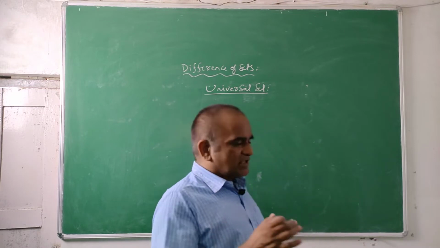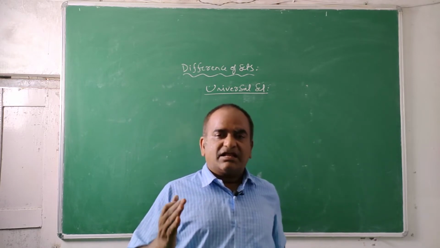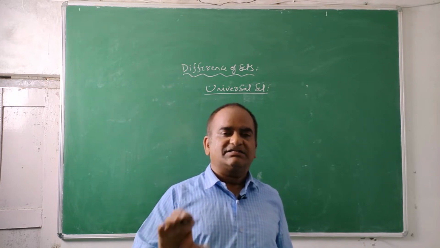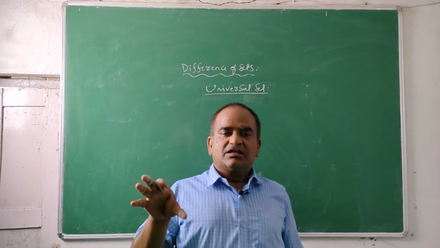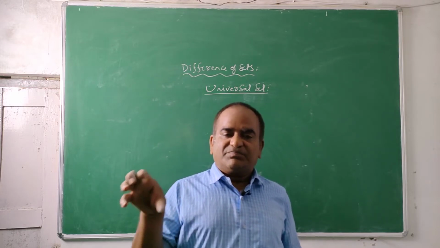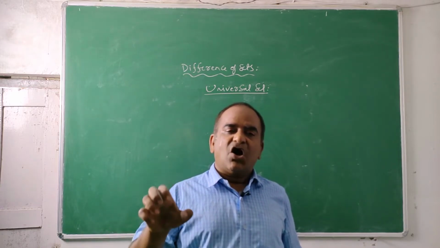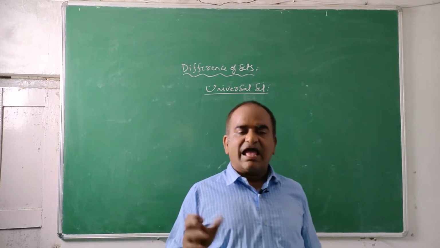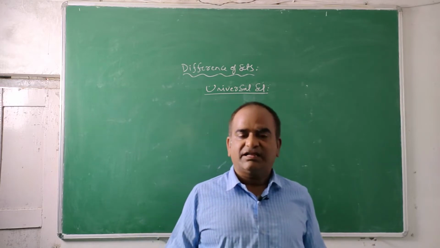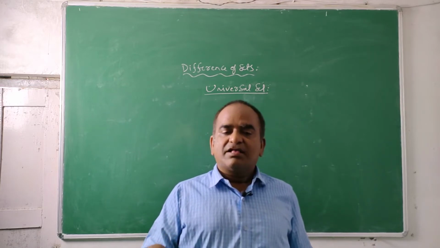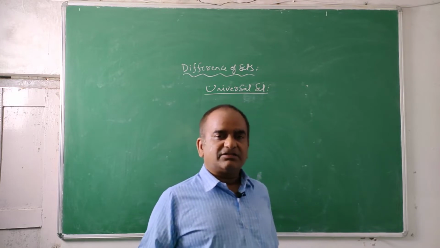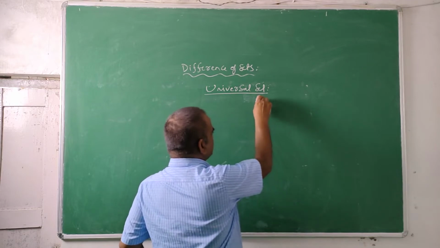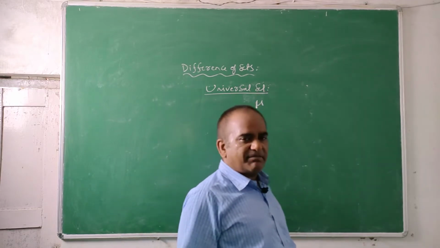So, did you understand? So, universal set contains all the sets in the discussion. In the discussion, whatever the sets are there, those all sets are subsets of the universal set. I will explain with an example. Before that, I will give the symbol for universal set. So the symbol for universal set is mu. Universal set is denoted by mu.